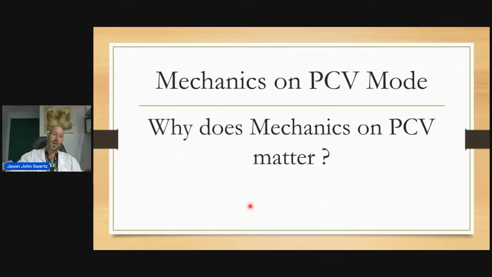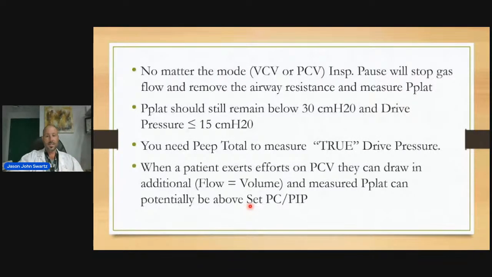So mechanics on pressure control ventilation mode: the only thing you can't do is measure airway resistance. No matter what, whether it's ACVC, ACPC, an inspiratory pause will stop the gas flow, it will remove the airway resistance, and a plateau can be measured. Plateaus, we're still going with under 30 and trying to keep the drive pressures down, which correlate with increasing mortality of intubated patients. There are more and more studies coming out, so that should always be on our mind.